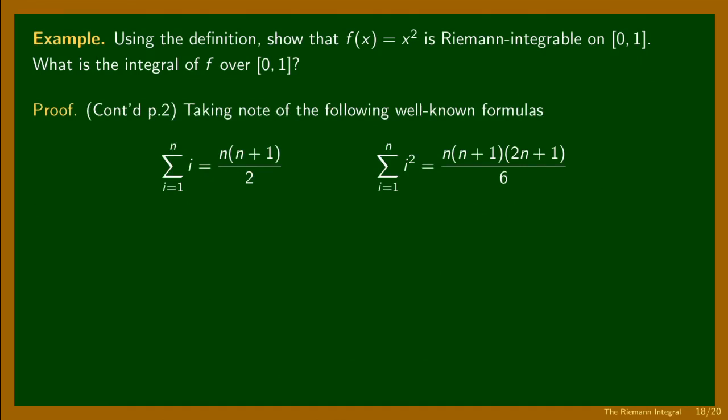Now, meron tayong mga formulas na gagamitin in order to facilitate the calculation of L and U. Yung una yung summation ng i from 1 to n. Ito yung 1 plus 2 plus 3 plus 4. Naalala nyo ba to? Okay, binigay ko na yung formula para sa inyo. Ito naman yung sum ng mga first n squares. Ito yung formula. Kailangan alam natin sila.